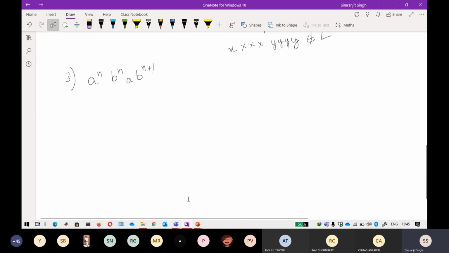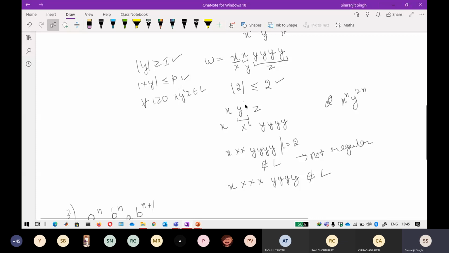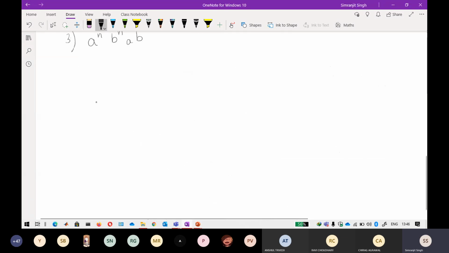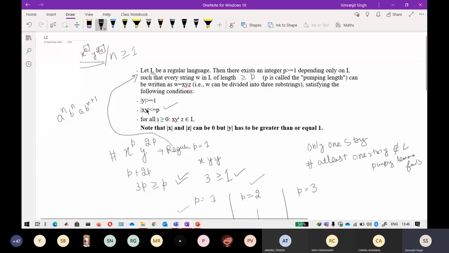The main thing is to share the procedure that you write on your notepads, and I will see whether you are doing it right or not. Again, let me write the question here: a raised to power n, b raised to power n, and a b raised to power n plus 1. Okay, so I think that was the question. Just try it, and I will tell you the solution.